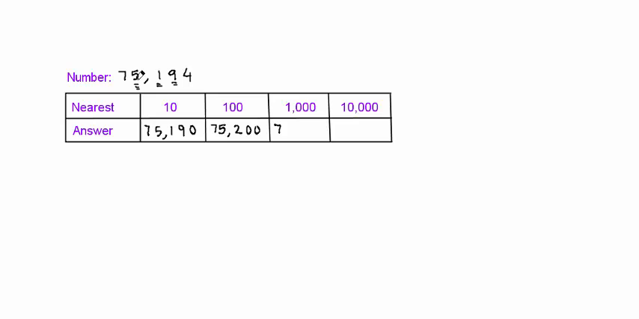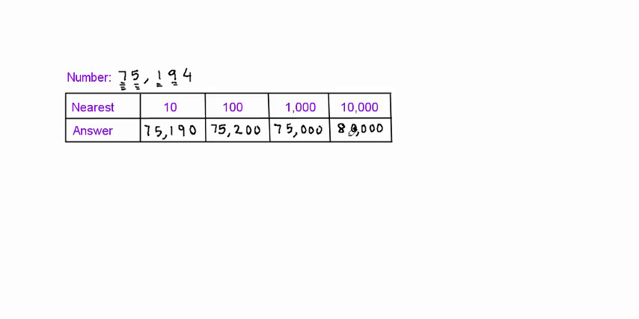Similarly, the nearest 1000, which is this place, is 5. The digit after the 5 is a 1, therefore the 5 stays the same, and everything after it changes to 0. So the nearest 1000 is 75,000. And then finally, to the nearest 10,000, everything after the digit you're rounding, this time this digit, is a 0. So we have 4 zeros in the end, and then because this is a 5, the digit next to it, the 7, rounds up to an 8.